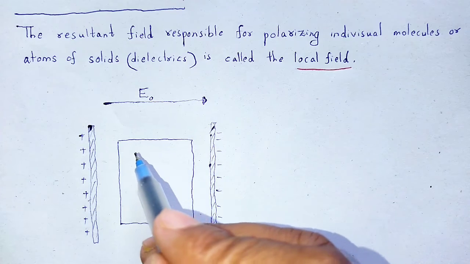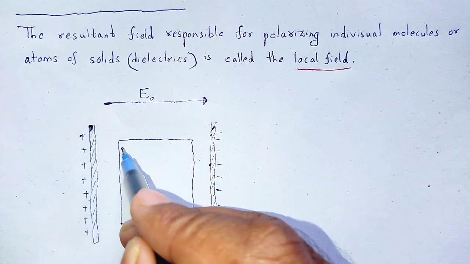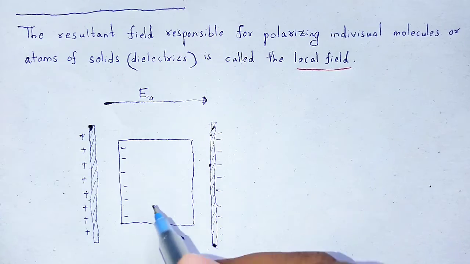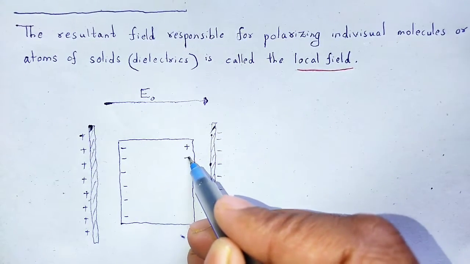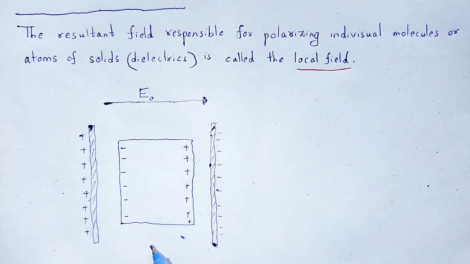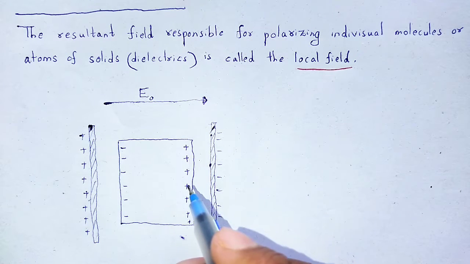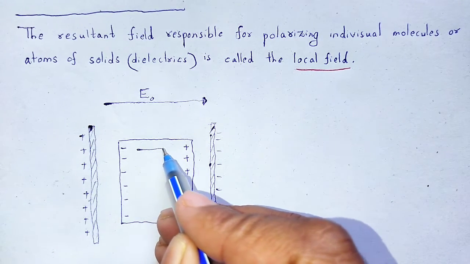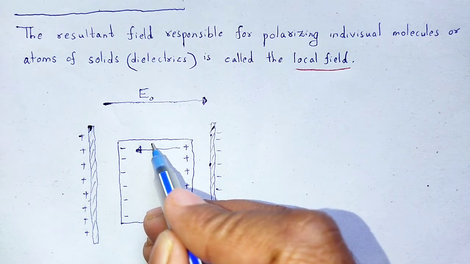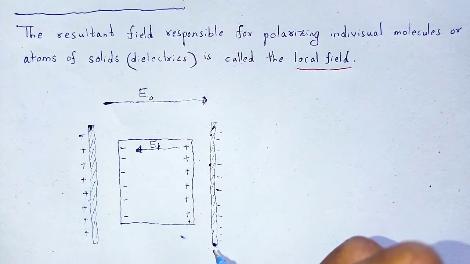And at the two ends of that dielectric, there will be negative charge induced. At the other end, positive charge is induced. Inside that dielectric, again an electric field is created. That electric field from positive to negative, that is EP, the electric field due to polarization.